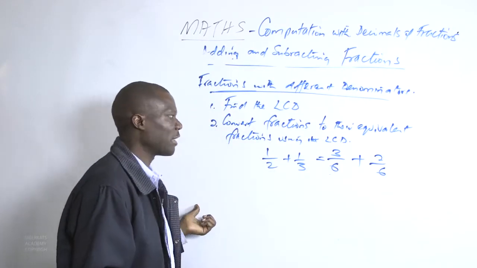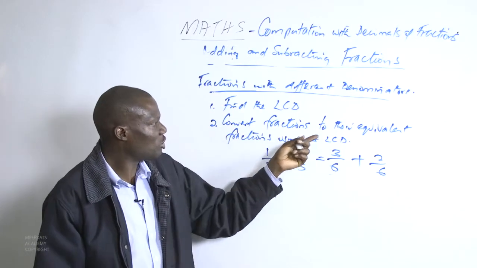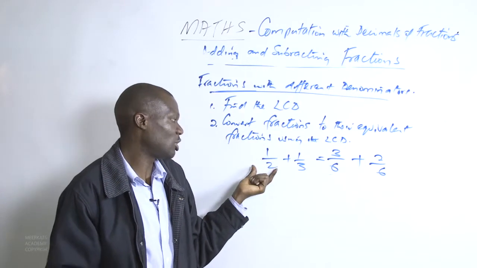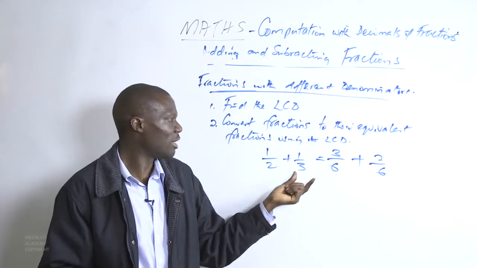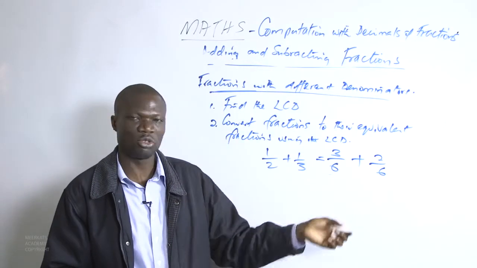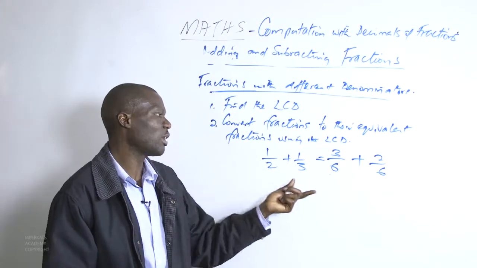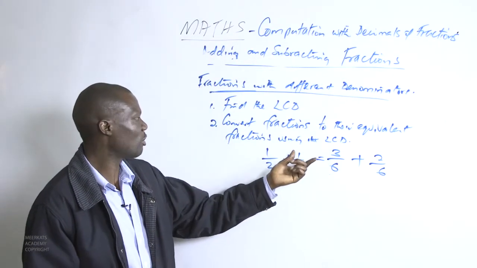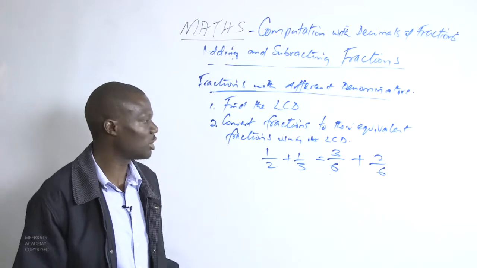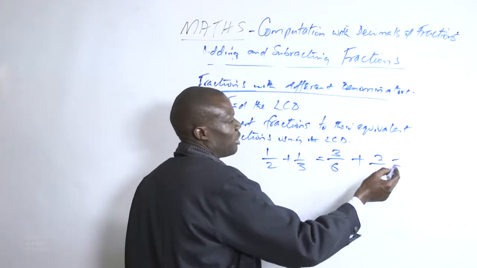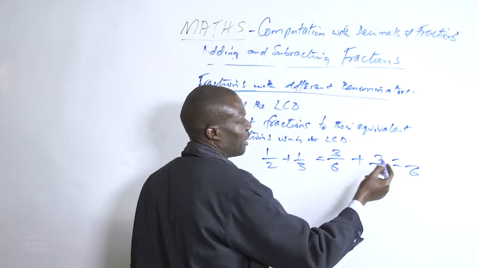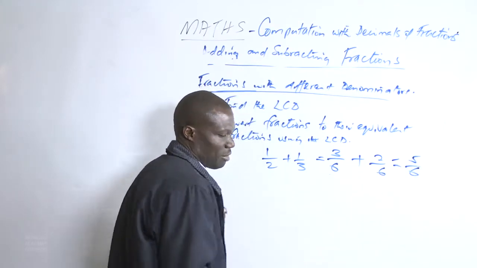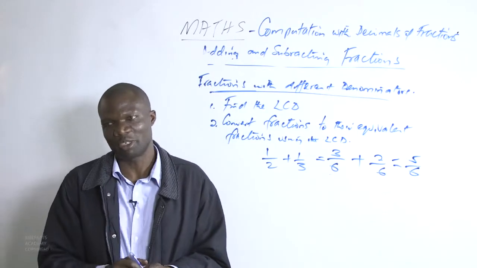So we are saying convert the fractions to their equivalent fractions. That is, 1 over 2 is equivalent to 3 over 6, and 1 over 3 is equivalent to 2 over 6. So we have converted them into their common equivalent fractions. Therefore we can maintain the denominator and add the numerators, and you get your 5 over 6. That is step number 2.